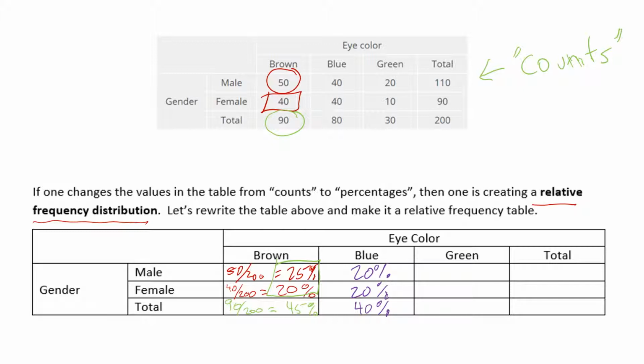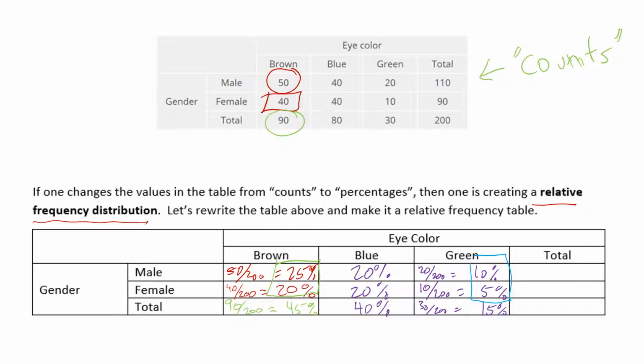Green eyes, you'll go 20 divided by 200. That gives you 10%. 10 divided by 200 is 5%. 30 divided by 200 is 15%, which happens to be, once again, the sum of those two numbers there.